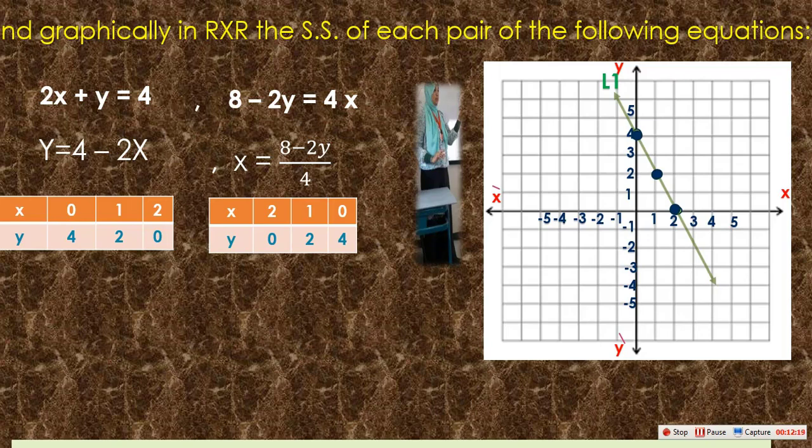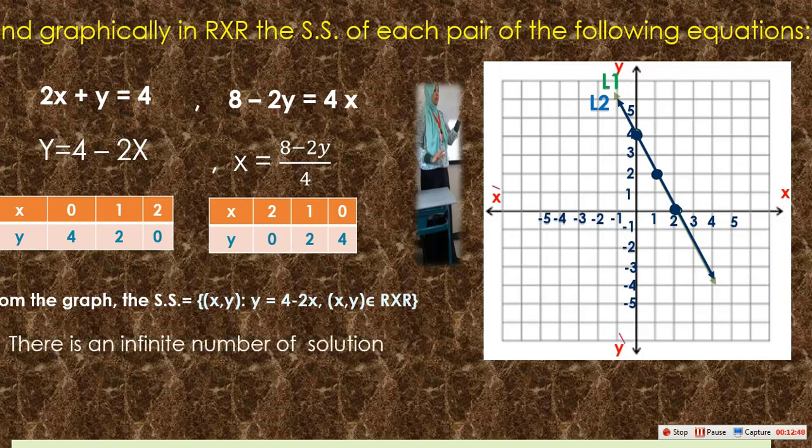What do you notice? Draw a straight line. From the graph, the solution set is the set of x and y, where y equals 4 minus 2x, and the ordered pair x and y belongs to R. There is an infinite number of solutions.